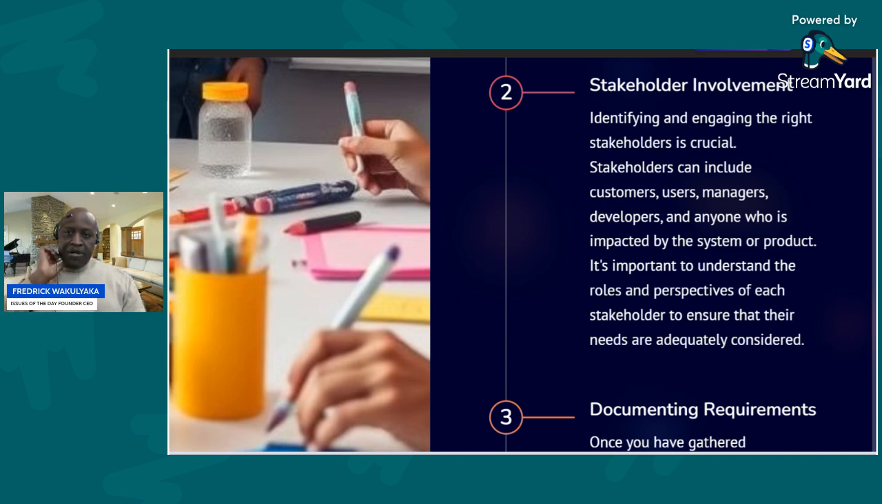Stakeholder involvement, identifying and engaging the right stakeholders is crucial. Stakeholders can include customers, users, managers, developers, and anyone who is impacted by the system or product. It's important to understand the roles and perspectives of each stakeholder to ensure that their needs are adequately considered.